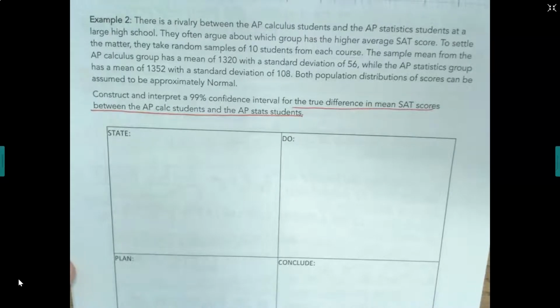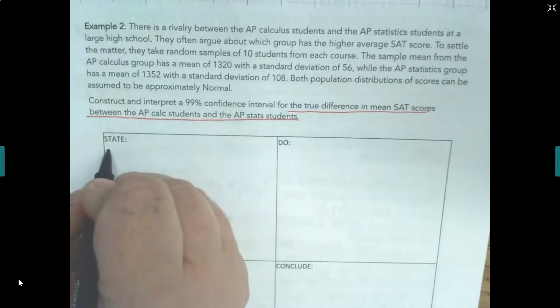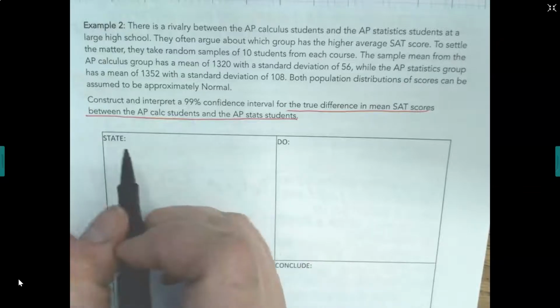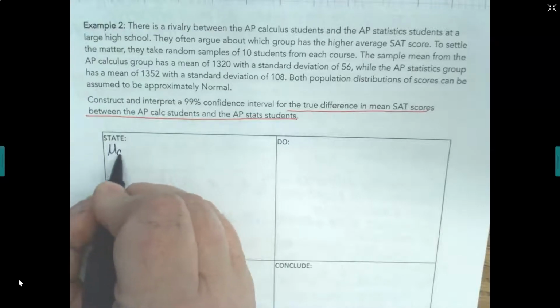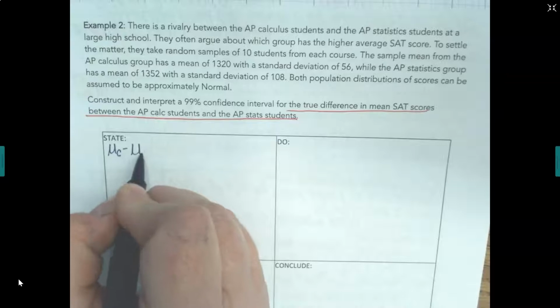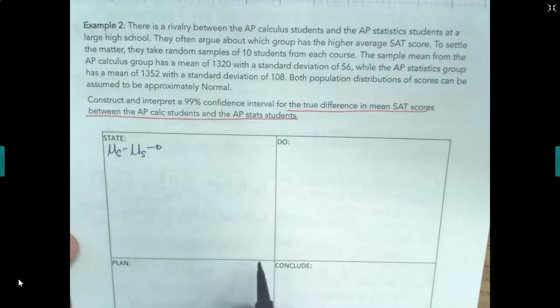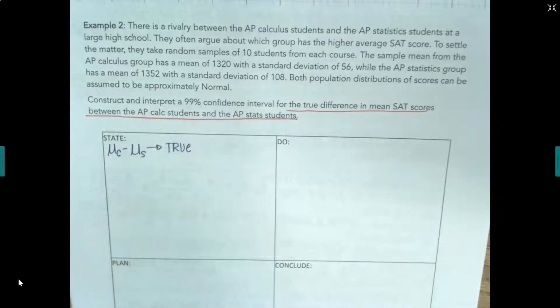Okay, so they kept talking about means and standard deviation, so hopefully that was a good clue for you that this is a means problem. So define our parameter. They don't give us a subtraction order, but when they're talking about them, the calculus students came first, so I'm going to say the mean for C for calculus minus the mean for S for stats. That will become part of my definition for your true difference. So go ahead and write your definition of your parameter and put your subtraction order at the end of it.